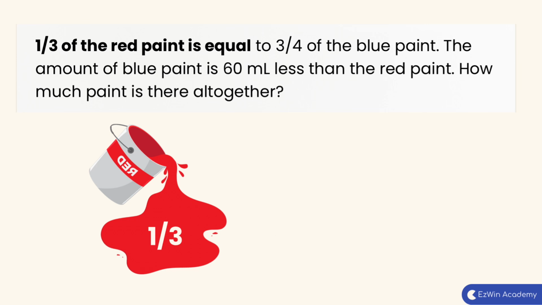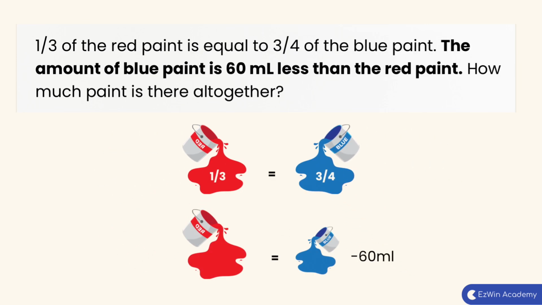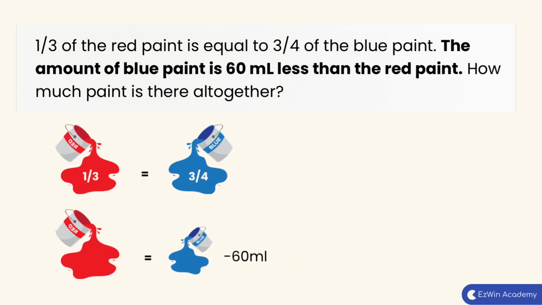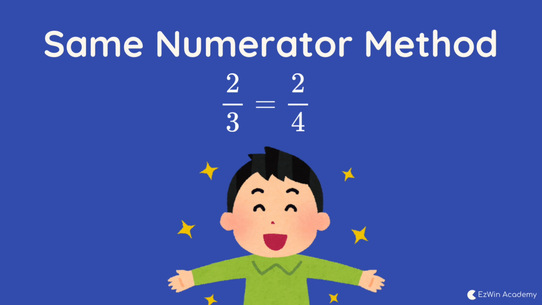1/3 of the red paint is equal to 3/4 of the blue paint. The amount of blue paint is 60 milliliters less than the red paint. How much paint is there altogether? We are going to use the same numerator method.